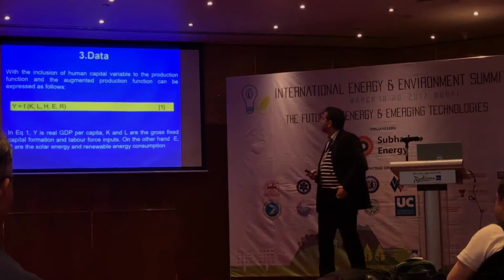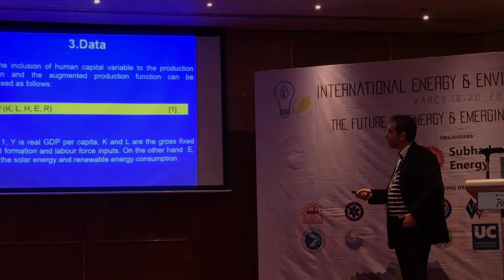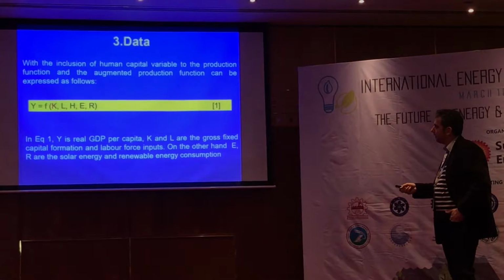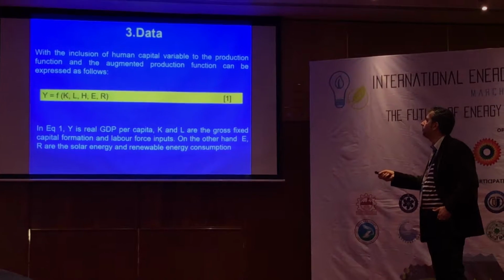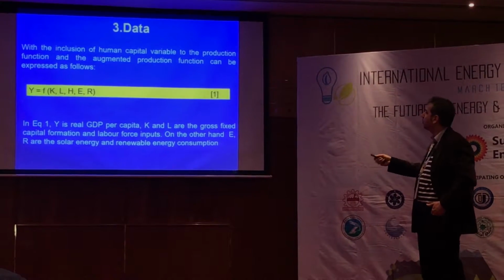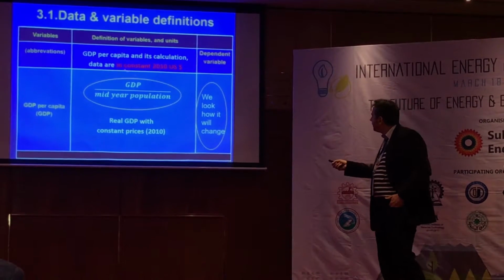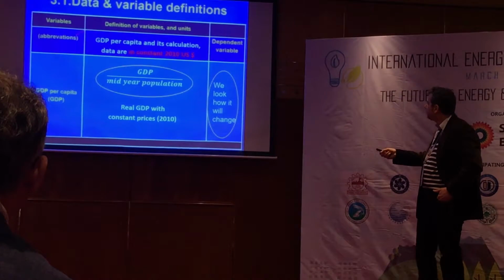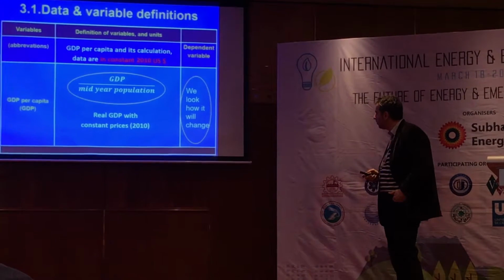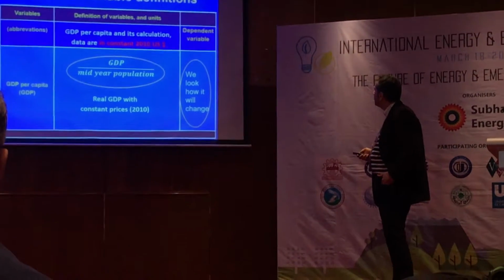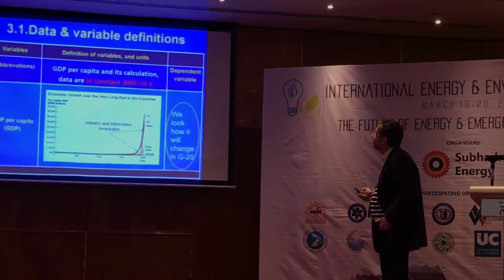Okay. So yes, our method is based on a production function. Here you see the variables. Maybe you have heard about this: capital, labor, human capital, energy consumption and renewable energy consumption. We express it in one mathematical formula. Then we calculated, as the dependent variable, GDP per capita. It is calculated as GDP divided by mid-year population, and it is taken with constant prices. We will look at how the independent variables affect GDP per capita.